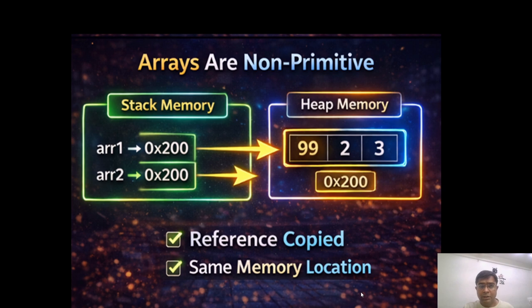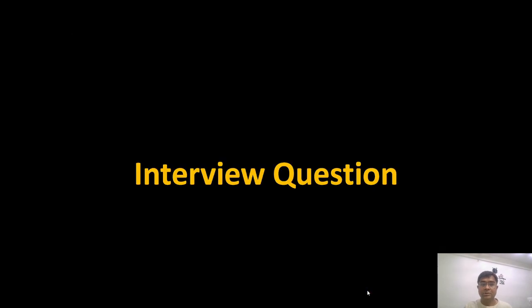So you can see the memory diagram visualization here of arrays. Arrays are basically non-primitive data types. Inside the stack memory, you can see that arr1 and arr2 have the same reference, and in the heap memory, both are pointing to the same location, right? So the reference is copied, the same memory location. That's why both are pointing to the same memory location. Now a move-on question here.